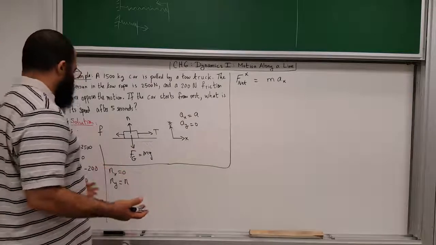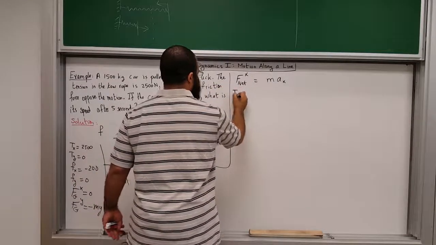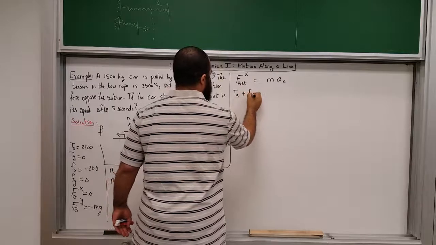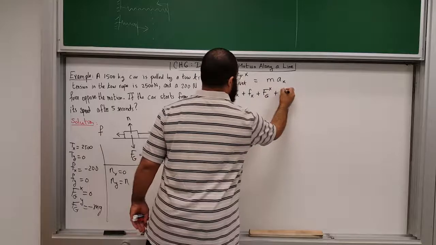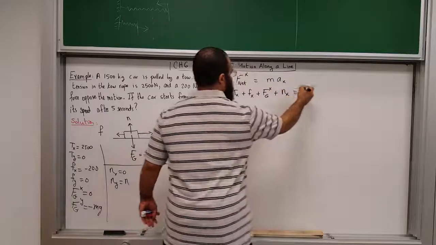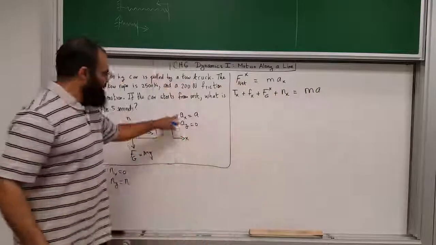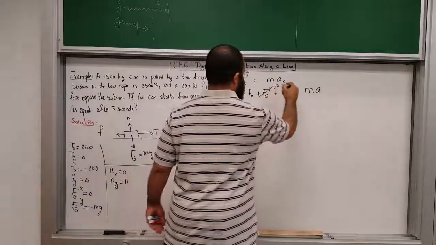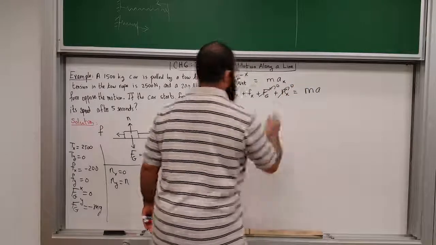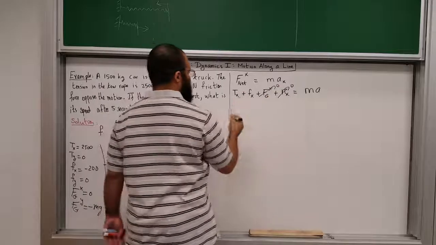So if you like, you can write all the forces. You can say the x component of tension plus the x component of friction plus the x component of gravity plus the x component of the normal force equals the mass times acceleration in the x direction, which we agreed to just call A. Again, gravity and the normal force don't have an x component, so we could have just not even written that, but this is just to be explicit.